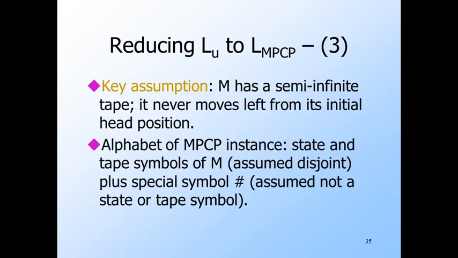The MPCP instance we construct will have an alphabet that consists of all the states and tape symbols of m, or rather the modified m, plus the special marker pound sign. We assume that the symbols used for states and tape symbols are disjoint, so we can tell one from another in the ID.